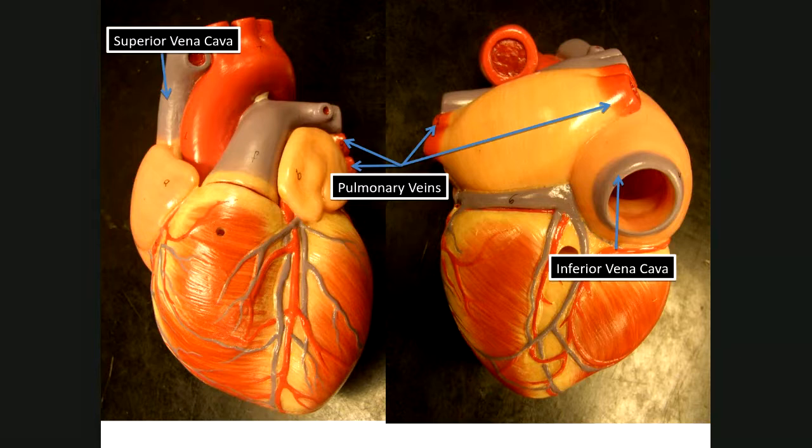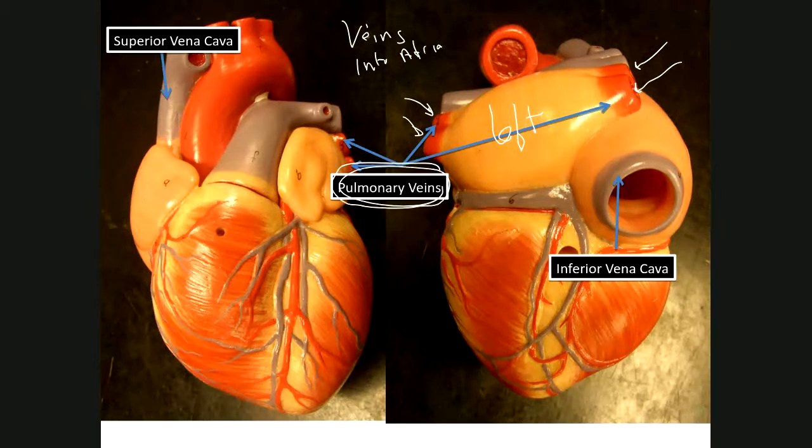We also have veins. So remember, the veins are going to enter the atria. So the veins drain into the atria. And so if we look at the left side, here's the left atrium. There are 4 veins. 4. And they come from the lungs, so they're called pulmonary veins.